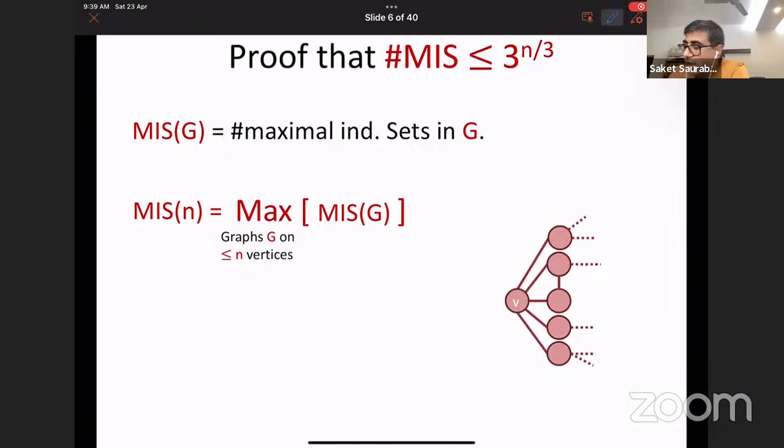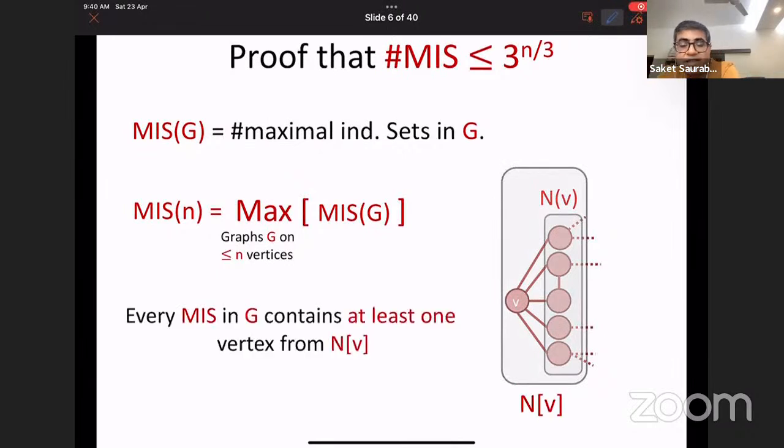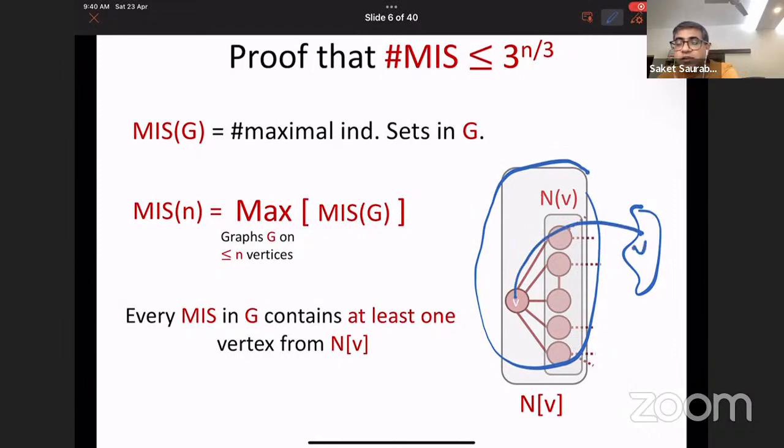Okay. Here's a very simple observation. Look at any graph and look at any vertex and its neighborhood. The neighborhood means all the vertices which have an edge from V. And what is the closed neighborhood? You also include V. Now notice a very beautiful observation: every maximal independent set in a graph contains at least one vertex from the closed neighborhood of V. Why? Because if it did not contain any of these vertices, then you look at any independent set that does not contain these, you could add V to it.